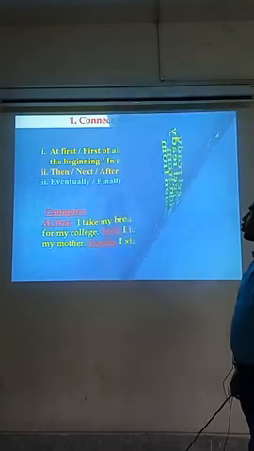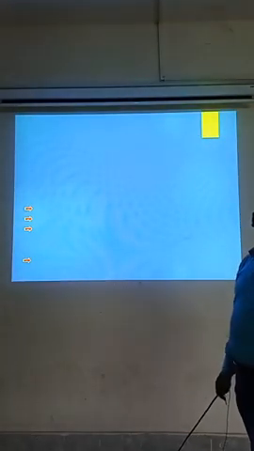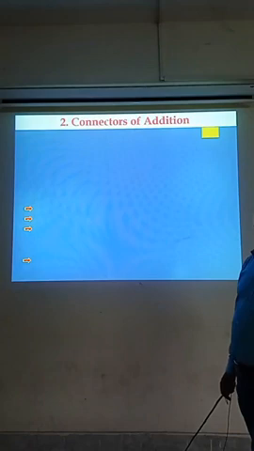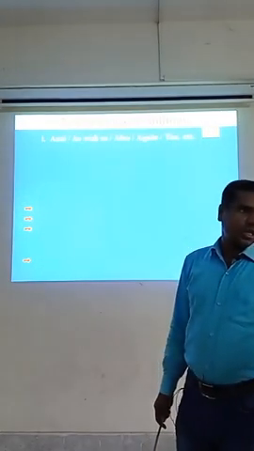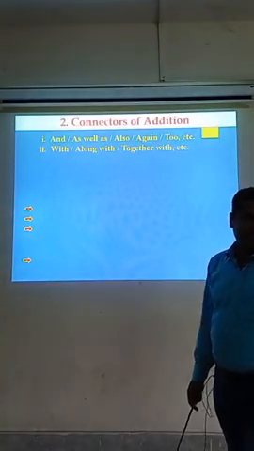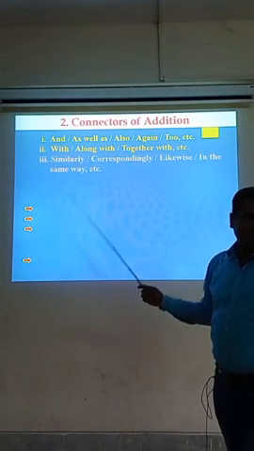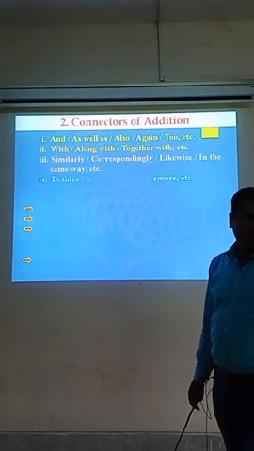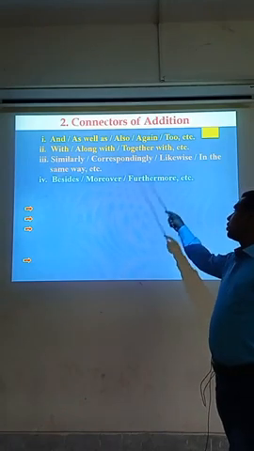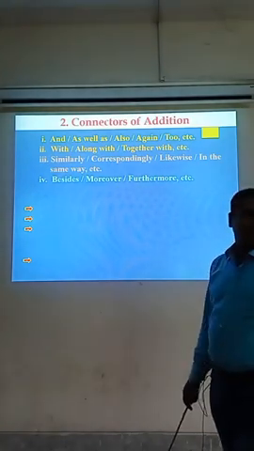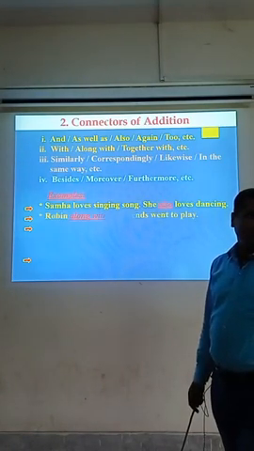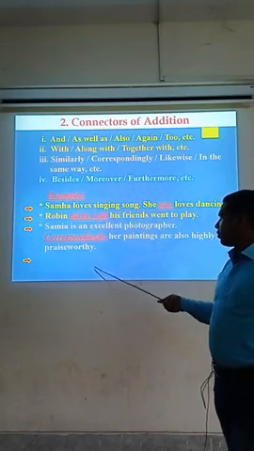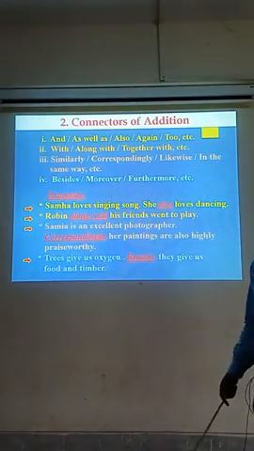Next, number 2, sentence connectors of addition. I have already shown you in my previous class. Number 1: and, as well as, also, again, etc. Number 2: with, along with, together with, etc. Number 3: similarly, likewise, in the same way, etc. Number 4: besides, moreover, furthermore, etc. This you will find in our grammatical topic. Examples, you can see all examples. These examples are available in the topic.